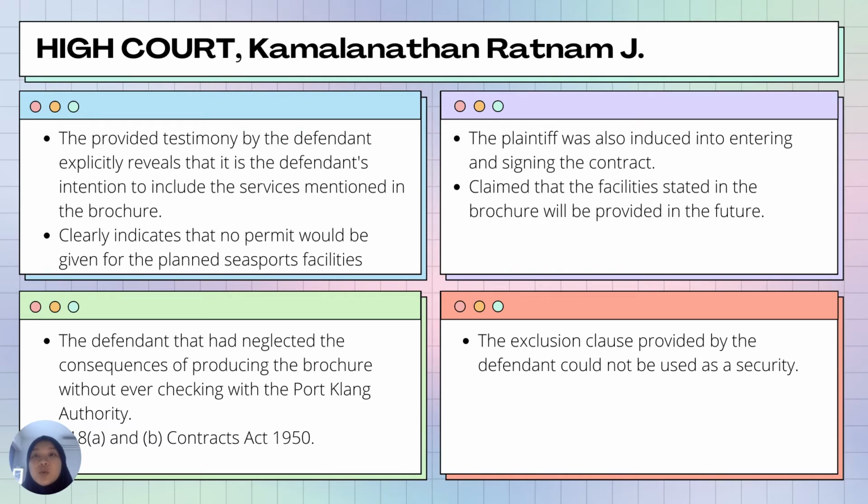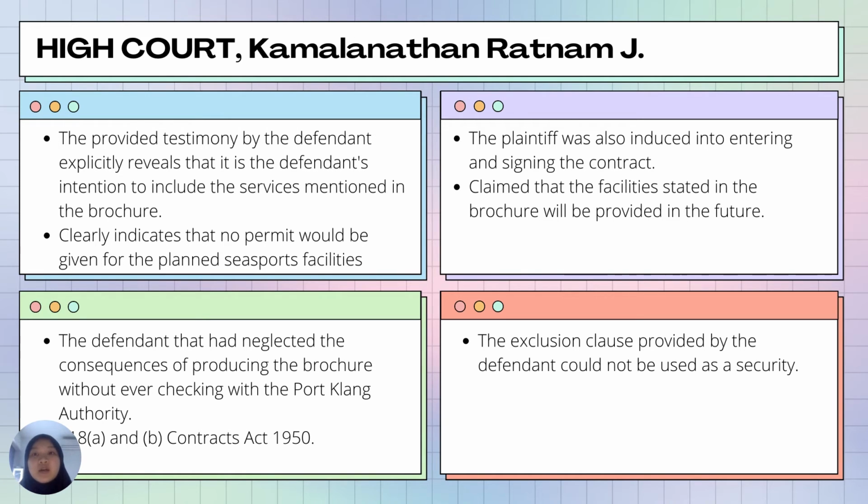The plaintiff was also induced into entering and signing the contract. The contractual term in the brochure was acknowledged to hold the provided facilities in the future. However, it is very transparent that the statement of intention involved a representation. Even such a fact cannot be accurate, because if the defendant had simply inquired with the Port Klang authority prior to publicizing the brochure, the defendant may have determined that any such representation of the availability of sea sport facilities could not be true.